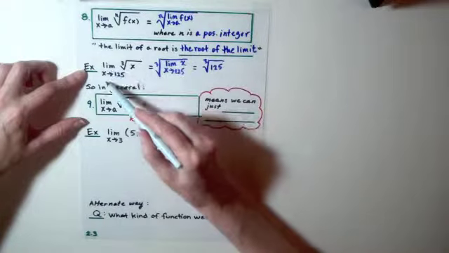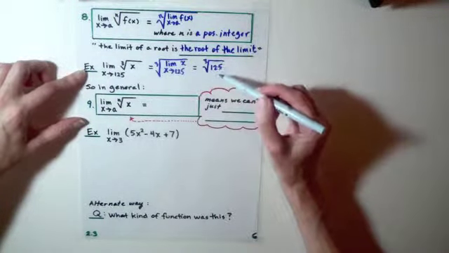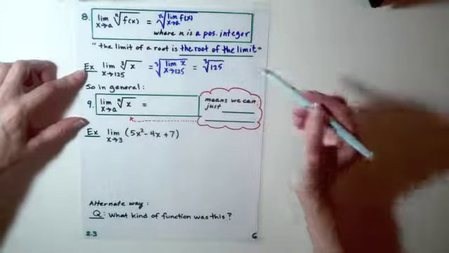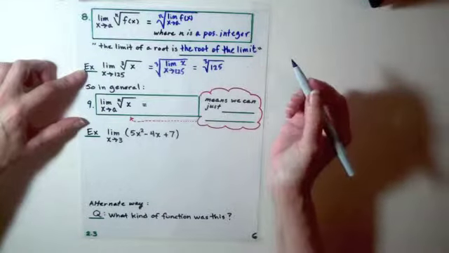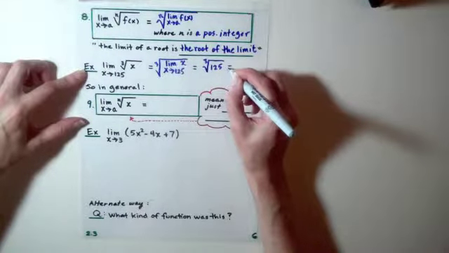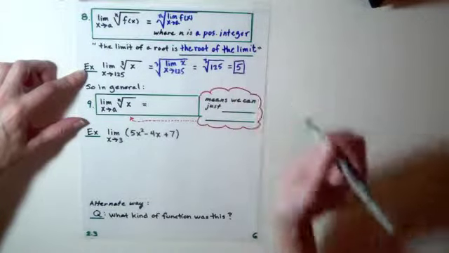So the limit as x approaches 125 of the cube root of x is the same thing as the cube root of 125. That happens to be a perfect cube. 125 is 5 times 5 times 5, or 5 cubed. And so the cube root of 125 is equal to 5. And that would be the answer to our original problem.